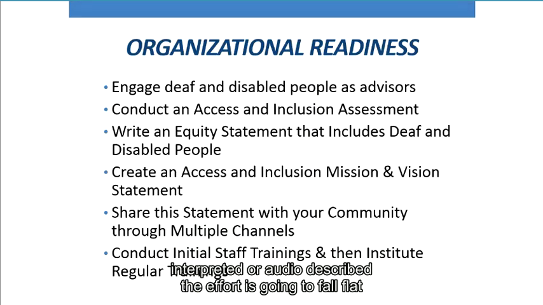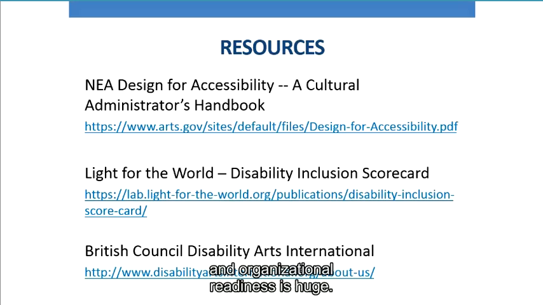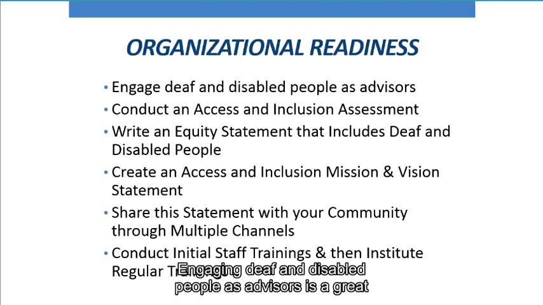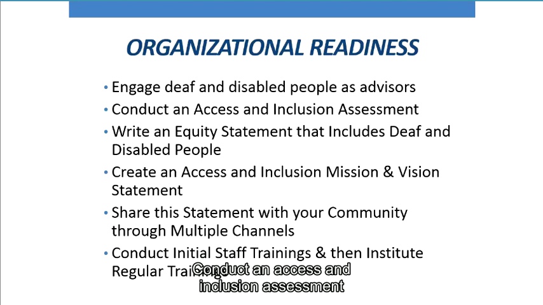And organizational readiness is huge. And when we're talking about organizational readiness, it really means starting with a plan, an access and inclusion plan. Engaging deaf and disabled people as advisors is a great first step. Conduct an access and inclusion assessment. And I actually have included a link from Light the World. They have a wonderful, really comprehensive organizational assessment that you can do at your organization.